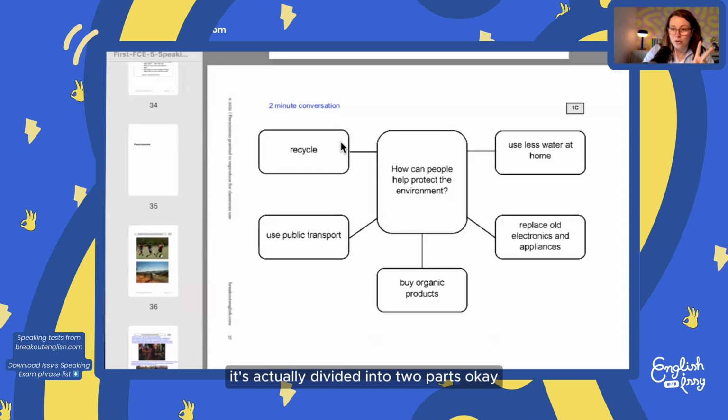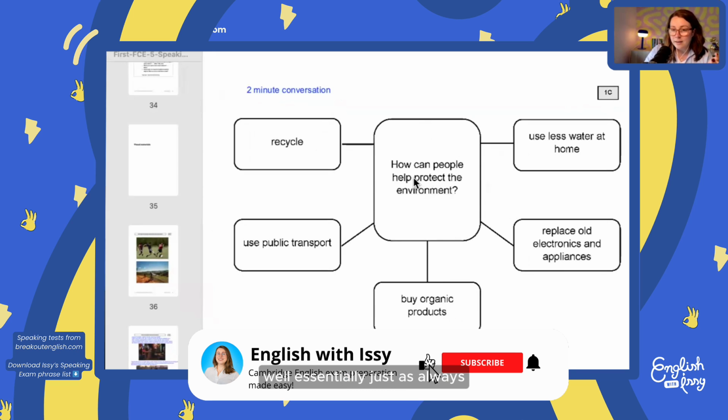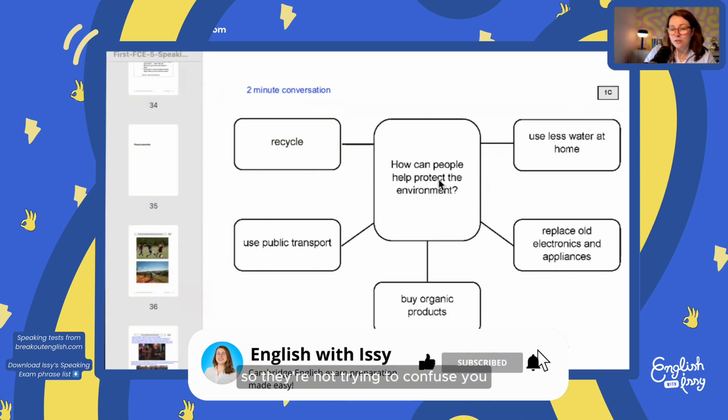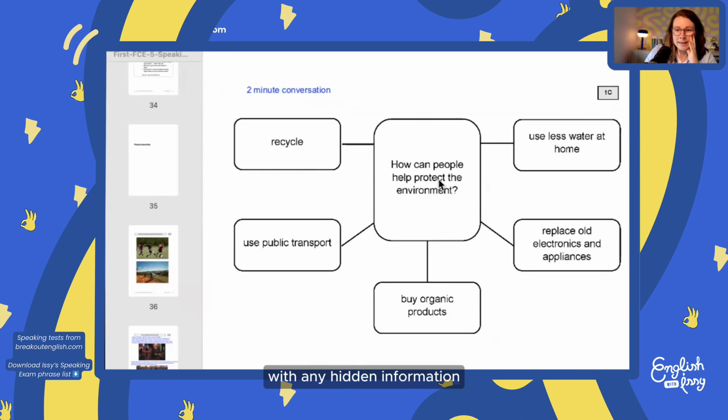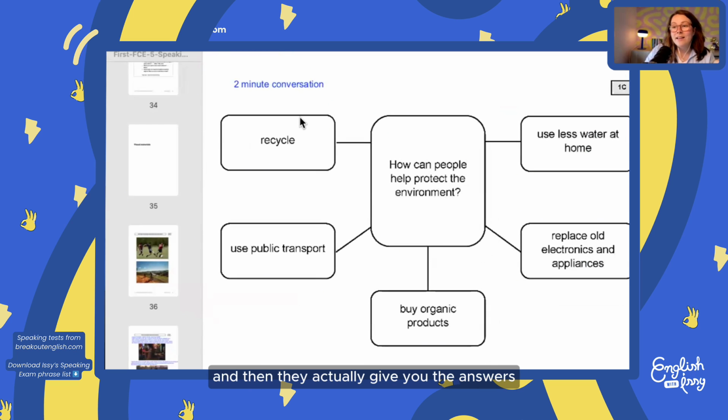It's actually divided into 2 parts. First, you and your partner are going to talk about this topic. Well, essentially, just as always, you're going to answer the question in the middle. So they're not trying to confuse you with any hidden information. The question is nice and simple. How can people help protect the environment? And then they actually give you the answer. So they're giving you things that you can talk about with your partner.